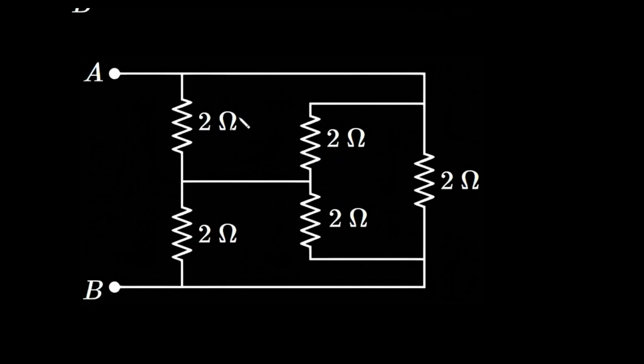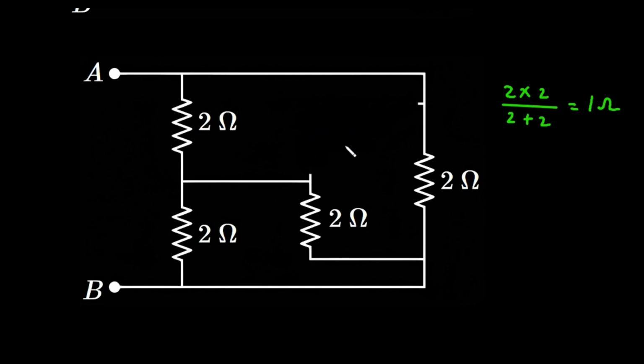If we solve this 2 ohm parallel with 2 ohm, it will be half of it. Or let's solve this. So 2 into 2 divided by 2 plus 2. So this will be simply 1 ohm. So what we can do, we can erase this resistance because they both are in parallel. And here we can write 1 ohm.